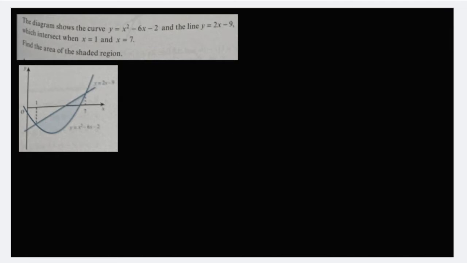This is already about the area bounded by a curve and a line, or sometimes it can be between two curves. This time it is between a line and a curve. So when we're going to solve this, we will just use the formula for a line and a curve. That will be area is equal to the integration from a to b of f of x minus g of x. This is the fastest way.